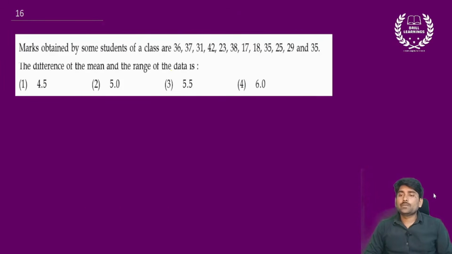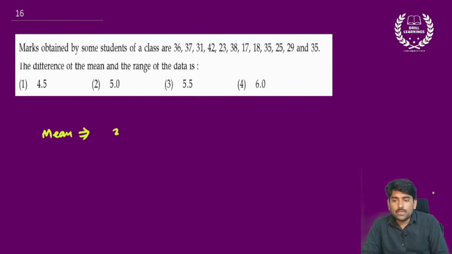Marks obtained by some students of a class are given, and we need to find the difference of the mean and the range of the data. We need to find mean and range here. First, calculate the mean. Mean is nothing but average. Let us assume the average as 30 here because all these numbers are near 30. With respect to this 30 only, we need to note down the deviations. So first, 36 is plus 6, which is 6 more than 30.